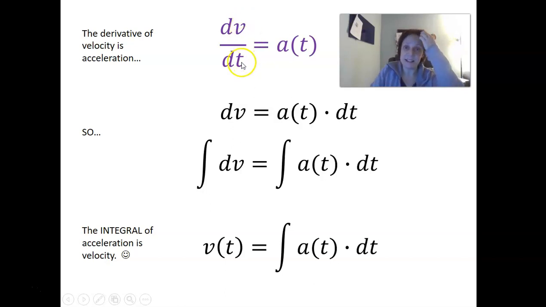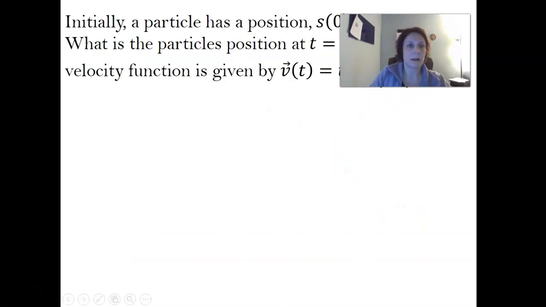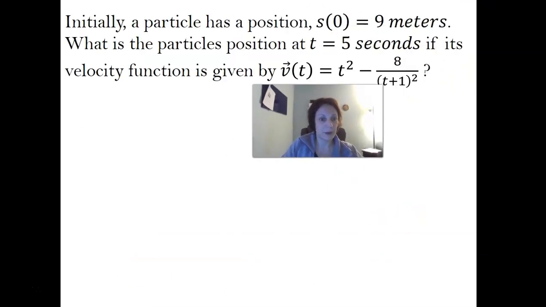If you have ds/dt, which is velocity, if you integrate that, you're going to get displacement. All right, so again, it's just moving backwards. With derivatives, it's displacement, velocity, acceleration. Integrals take us right back up the chain. Okay, let's take a look at an example, shall we?